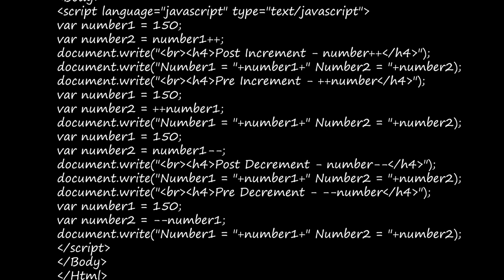Here in the 8th line we'll be using plus plus number 1. Only that will be the difference, and the other lines will be the same, right? Same way for decrement also, and after one line number 1 minus minus. Same way for post decrement and pre decrement also, same way only.